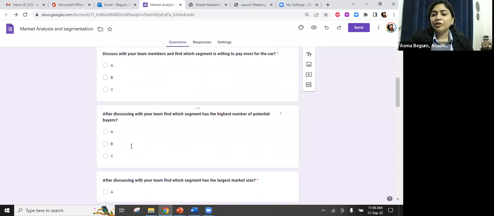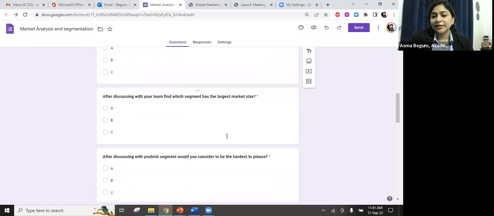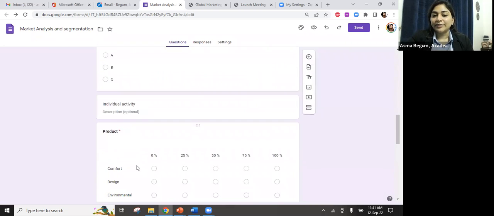After discussing with your team members, you will also be able to decide which segment has the highest number of potential buyers, the one which has the largest market size, and the ones which are hardest to please. After doing this activity, you'll go back to individual activity.